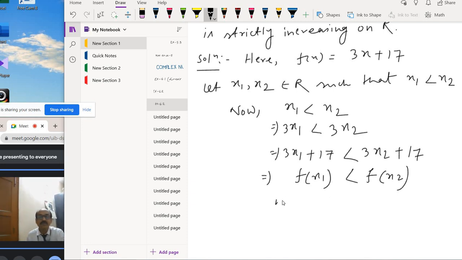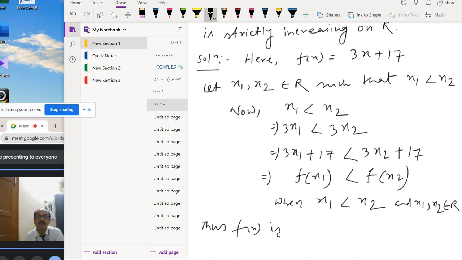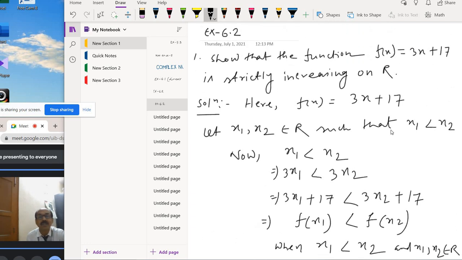When x1 less than x2, and for all x1 and x2, 2 points belonging to R. Okay, so now we can say f(x), the function, is strictly increasing on R. Thus the function f(x) is strictly increasing on R. Okay, this is the question. So the function f(x) equal to 3x plus 17 is strictly increasing on R.